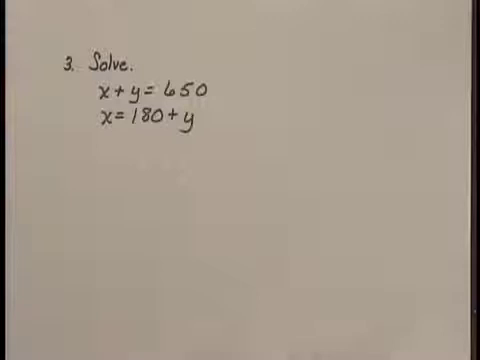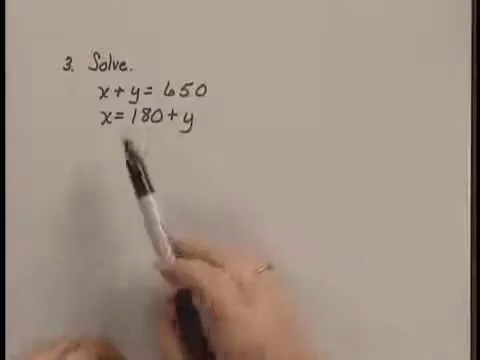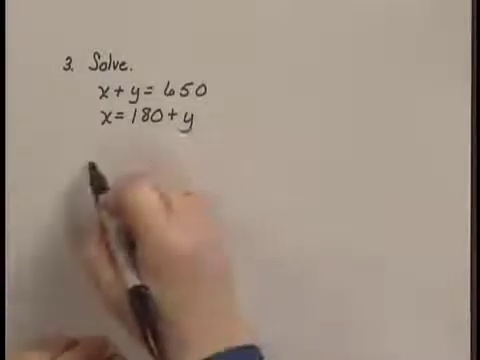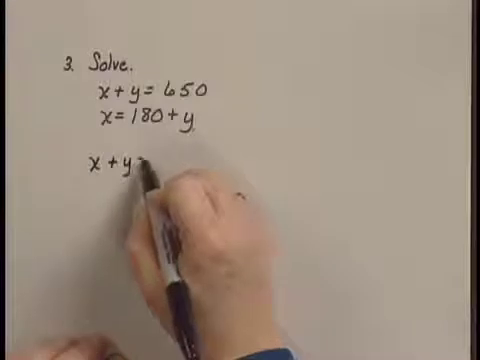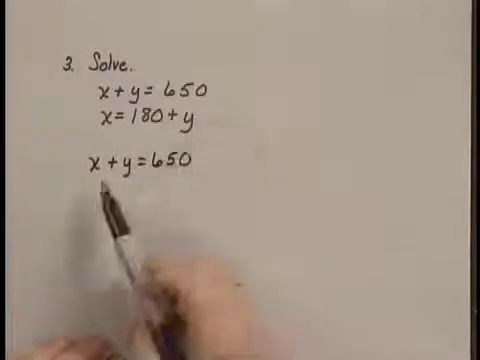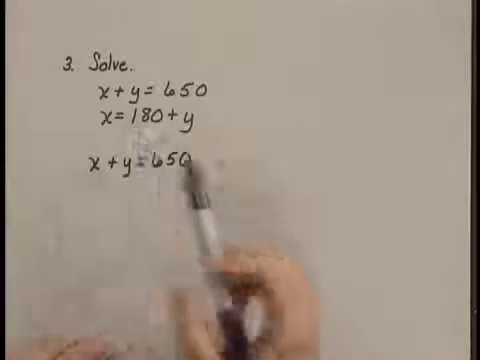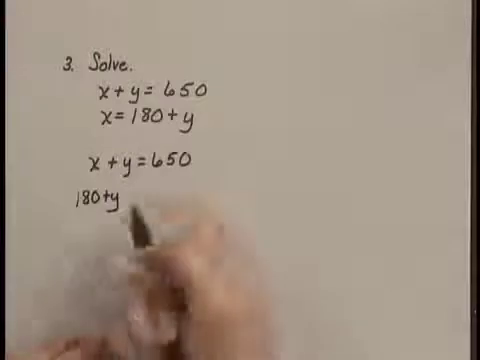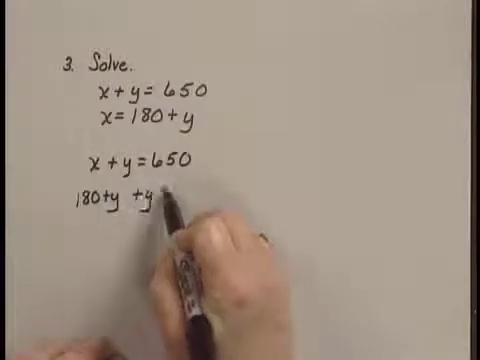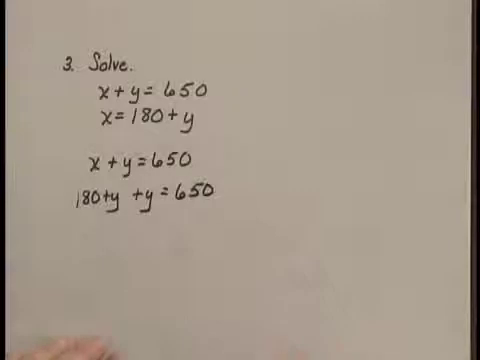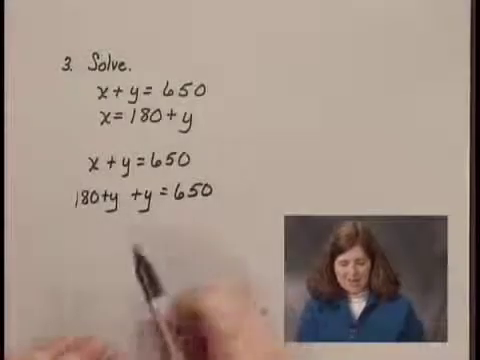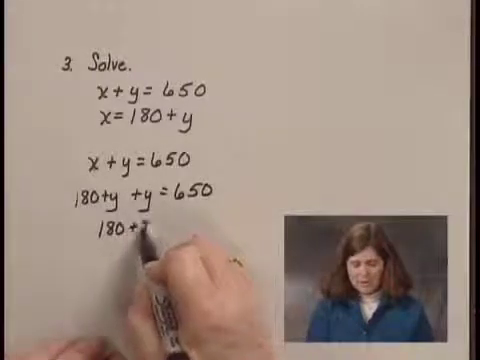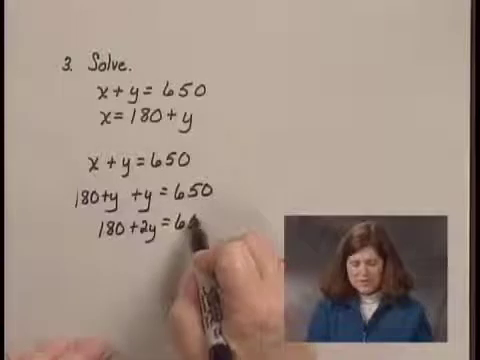I'm going to solve this system of equations using substitution, because I have that X equals 180 plus Y as my second equation. So in my first equation, which is X plus Y equals 650, I will substitute 180 plus Y for X. Then I have plus Y equals 650. Now I can solve for Y by adding Y plus Y and getting 2Y. 180 plus 2Y equals 650.